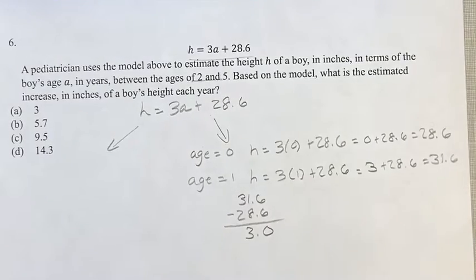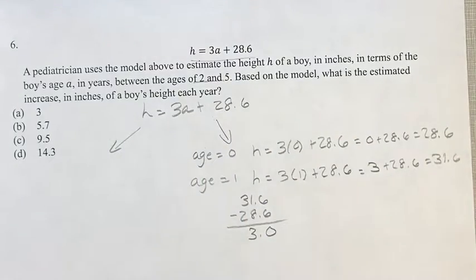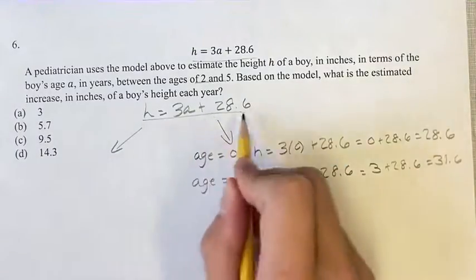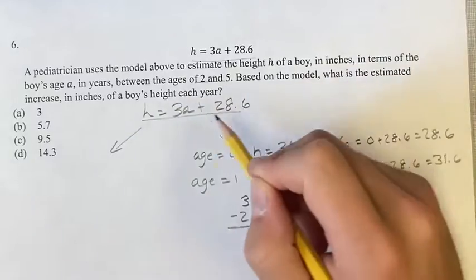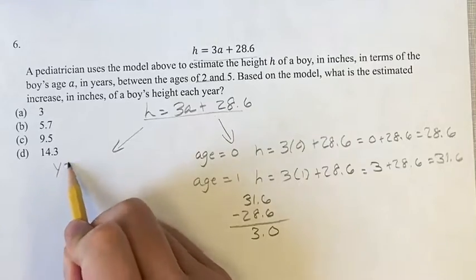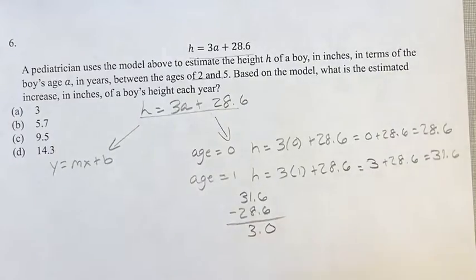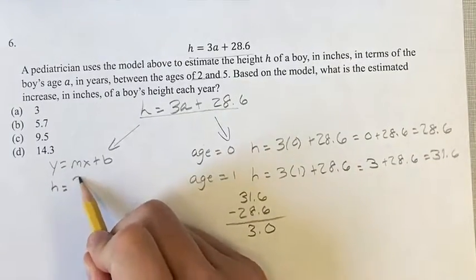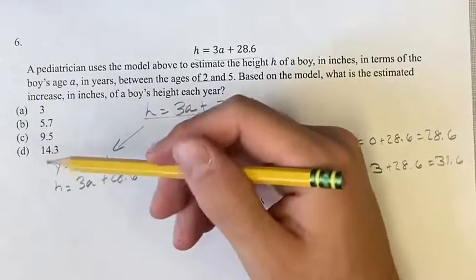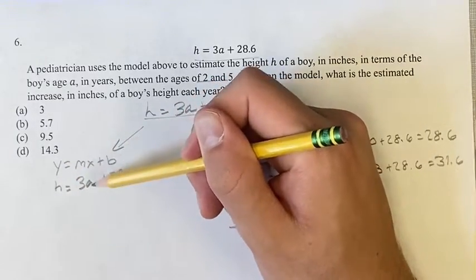So we get that value, and you might be able to see from interpreting the equation where you would get 3 from. If we notice this, just looking at the equation itself, this is a linear function, right? h is to the first power, a is to the first power, there's no squared or cubed terms or whatever. So we think of this as y equals mx plus b, the standard form for a linear function. We see this correlates with h equals 3a plus 28.6, right? Where y is equivalent to h, and this is the dependent variable, since it's depending on x, or a.